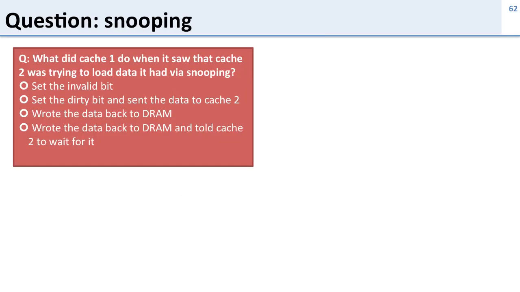So a question on snooping. What did cache 1 do when it saw that cache 2 was trying to load the data it had?